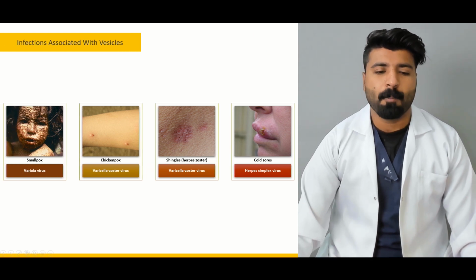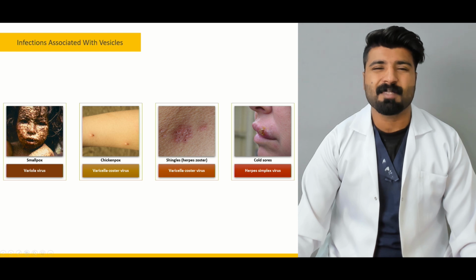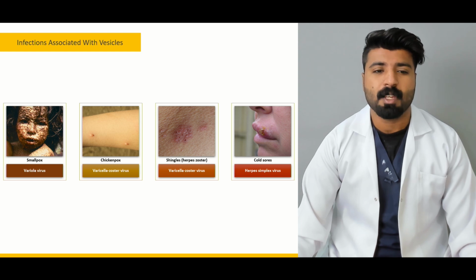Now, smallpox is caused by variola virus. Smallpox was an epidemic in the last centuries, but it has been eradicated because there was no certain treatment for it. We just used vaccinations for eradication of smallpox, and the last case of smallpox was reported like a decade ago.